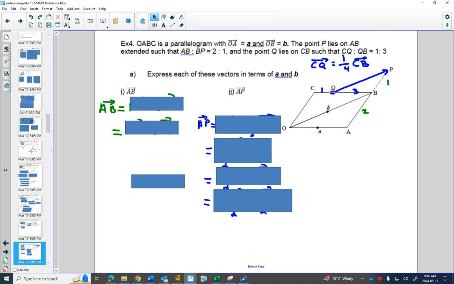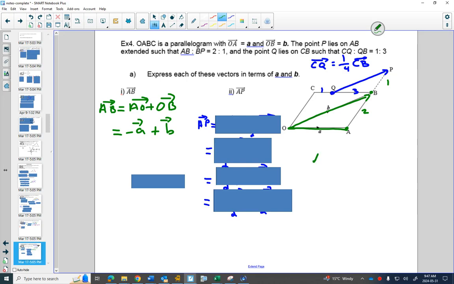So first of all, if you wanted to just go from A to B, all right? If I wanted to go from A to B and I was only allowed to travel along the paths of A and B, I think I would go back along this way and then along that way to go from A to B. So that's just going to be A to O plus O to B. And A to O is negative A, and O to B is B. So I get negative A plus B.